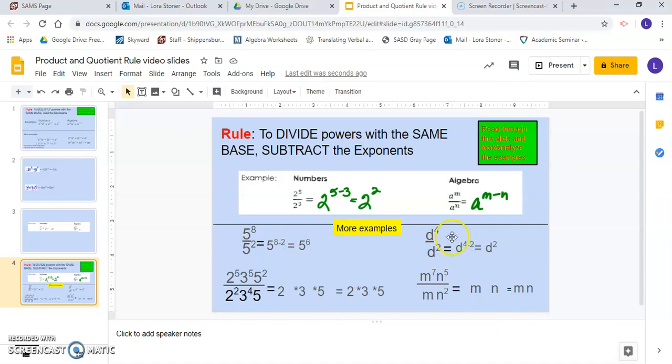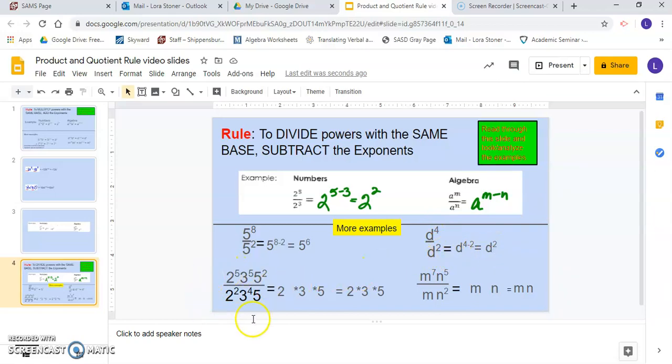Okay. Next, we have d to the 4th divided by d to the 2nd equals, so I put the d because that's my base. I take 4, I subtract 2. 4 minus 2 is d to the 2nd.